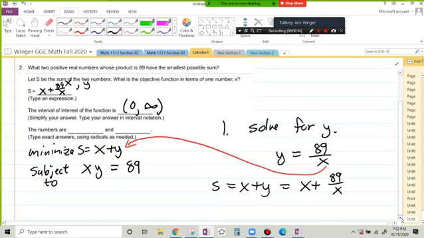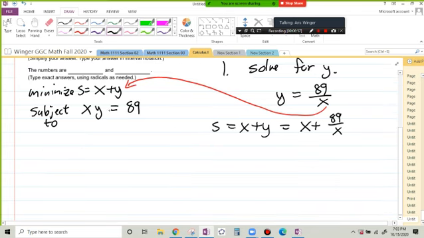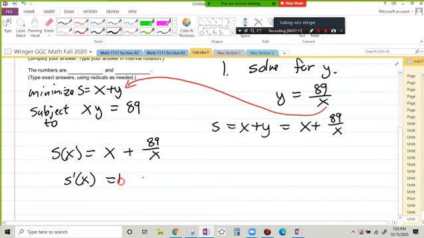Now, what are the two numbers? Let's see. So now I want to make this thing as small as possible. Then what do we have? I want to minimize this function now. S of X is equal to X plus 89 over X. We're talking about taking a derivative, of course. 1 plus, or in this case minus 89 over X squared.